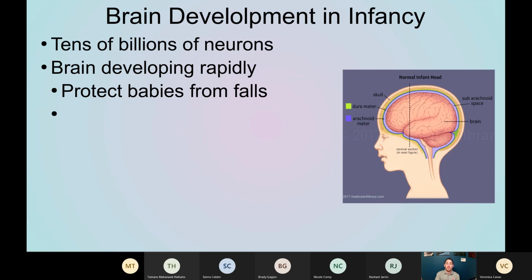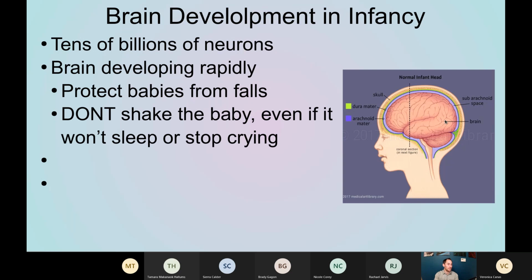But at age 2, the neurons themselves are in the places they're going to be your entire life. You have essentially the amount of neurons that you're going to have the rest of your life. So with the brain still developing this rapidly, it's really important to protect babies from falls and head injuries. This is why shaken baby syndrome is such a bad thing, because it can really severely damage these different parts of the brain that are still developing, nearing their completion of development.